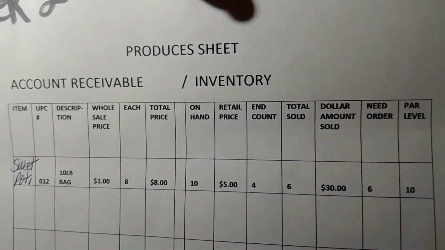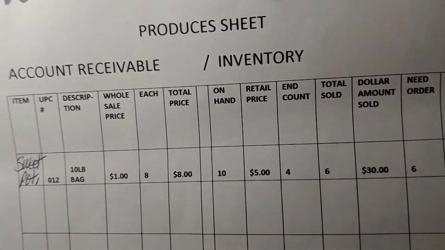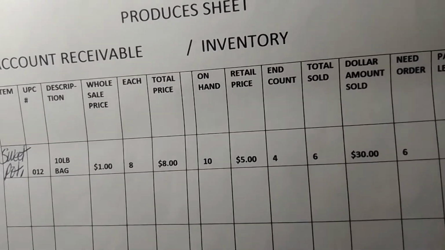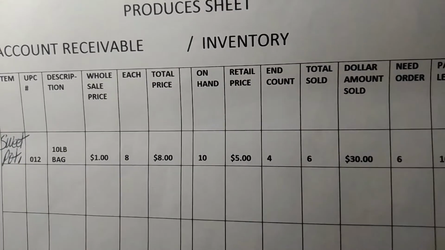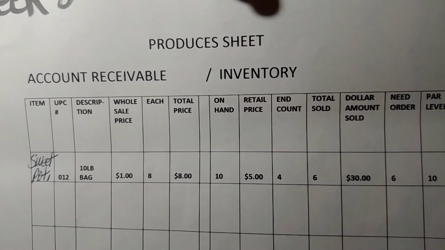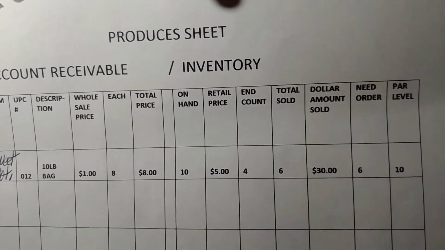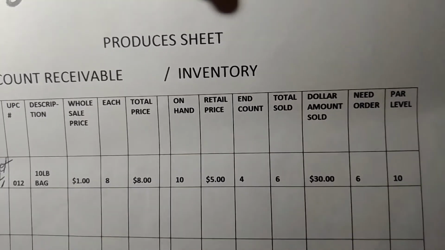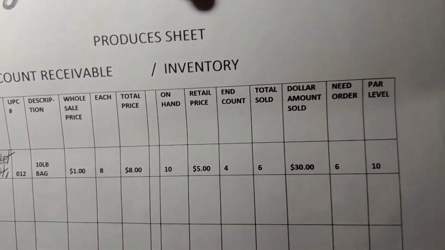Okay? You will go to the inventory side and your on hand total, it was 10 you started off with. It tells you the retail price that you sell that for, which is $5. Your ending count, remember when we counted sweet potatoes, we ended up with 4. We counted 4 in your store. That means you sold 6.